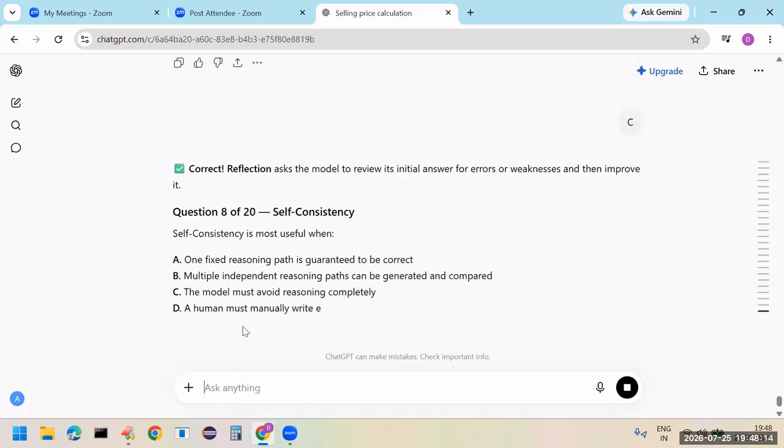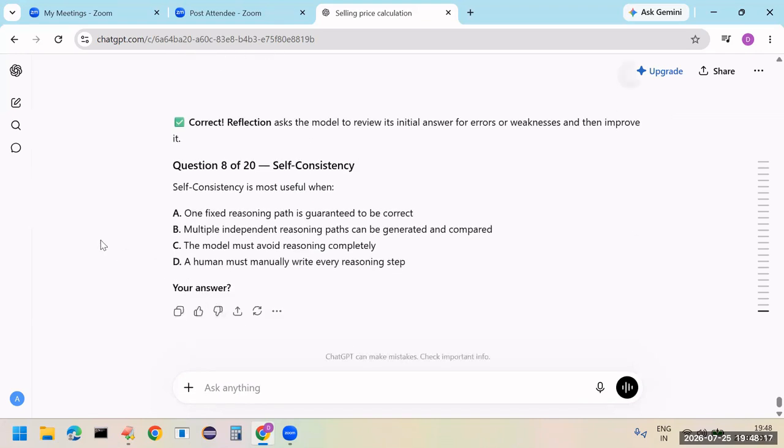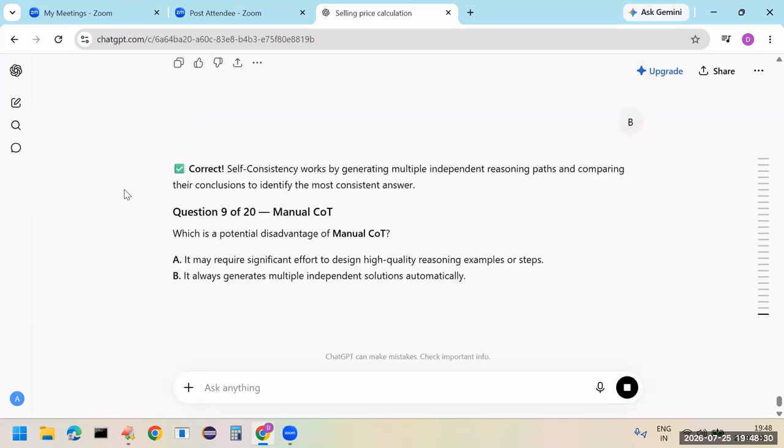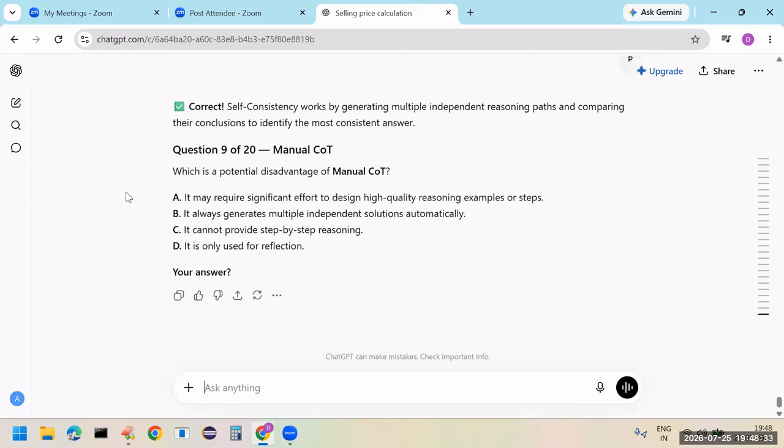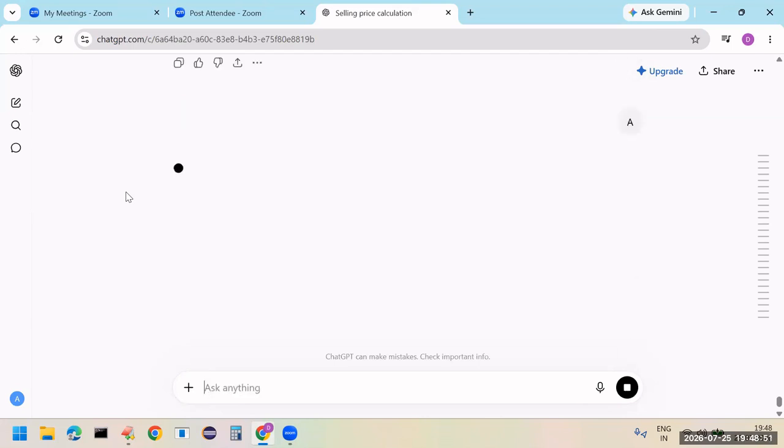Yes. Sir, self-consistency is mostly used when? Multiple independent reasoning paths can be generated and compared. What is the potential disadvantage of manual COT? Yes, sir. It may require significant effort to design high quality reasoning examples or steps. We have to write, right? Yeah.